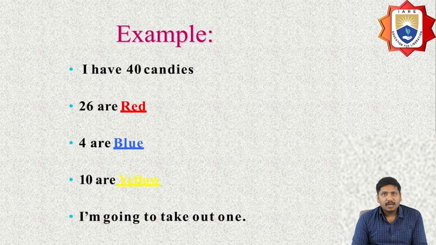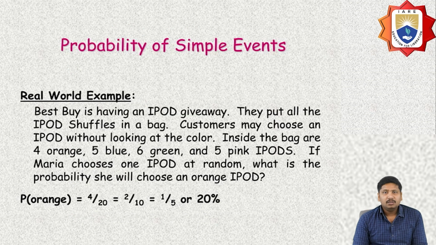Another example is that I have 40 candidates, of which 26 are red, 4 are blue, 10 are yellow, and I'm going to take one of them. So what is the probability of simple event A?